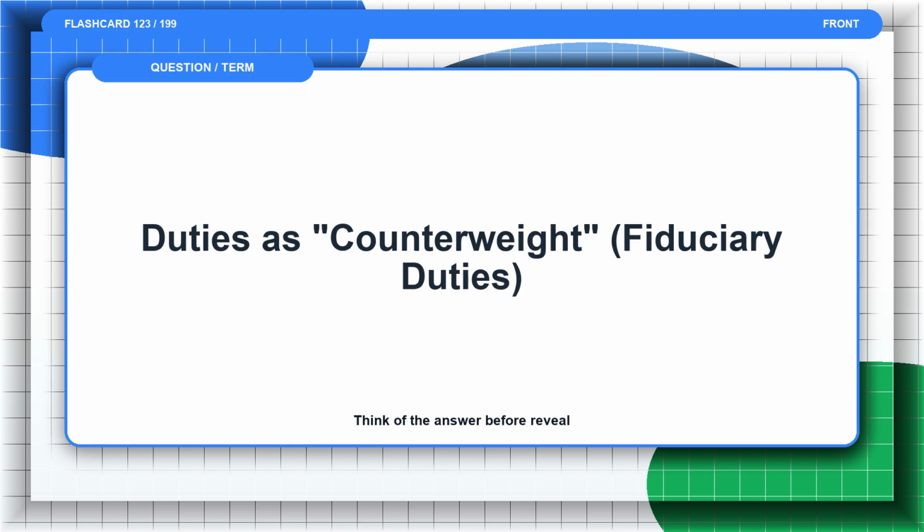Flashcard 123. Duties as counterweight, fiduciary duties. Pause and think of the answer before the reveal.